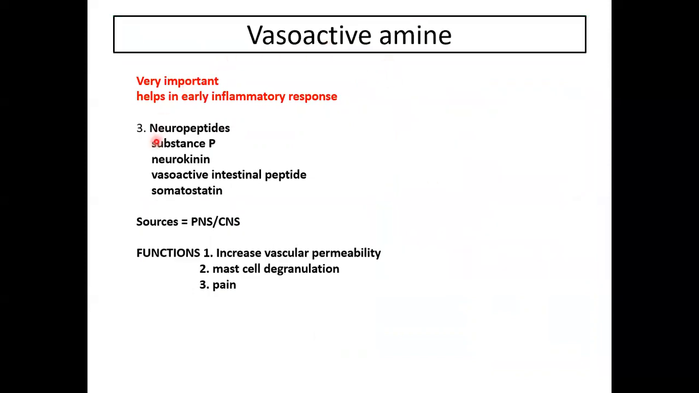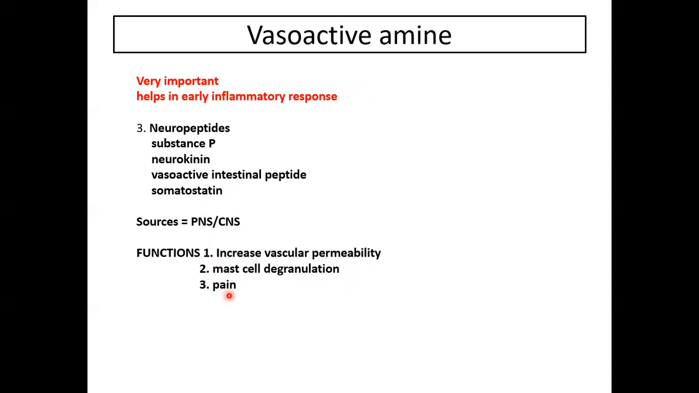Now, the third one, neuropeptides. Examples are substance P, neurokinin, vasoactive intestinal peptide, and somatostatin. The sources are the peripheral nervous system and the central nervous system. Their function is to increase vascular permeability, creating gaps in endothelial cells so white blood cells can enter the tissues. They also stimulate mast cell degranulation, which releases histamine, and they cause pain. So know them. That is the vasoactive amines.